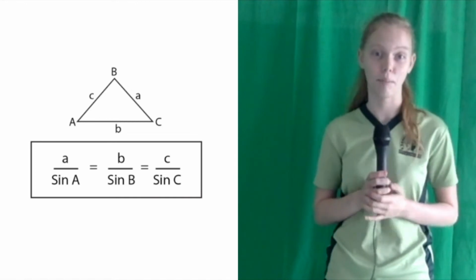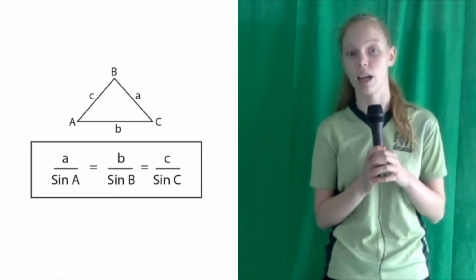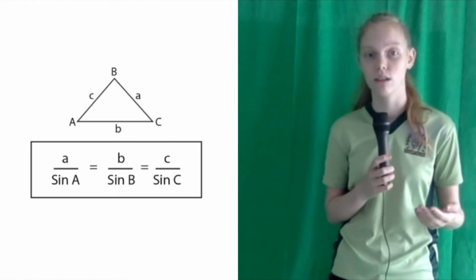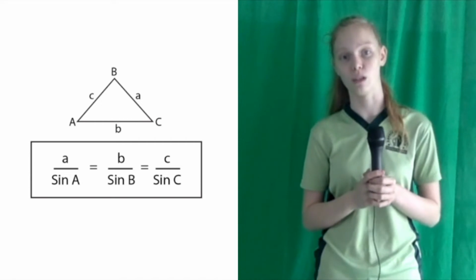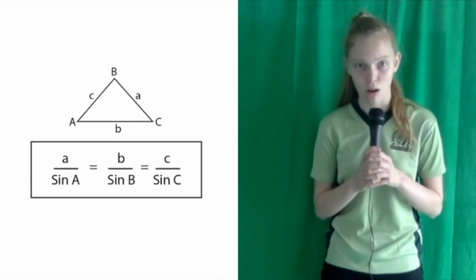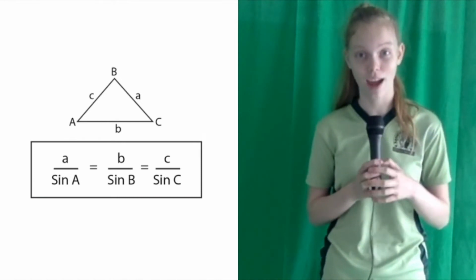And this is because side length a divided by the sine of the angle opposite to a, which is called capital A, will be equal to side b over sine of the angle across from it, which is equal to side c divided by the sine of the angle across from it. So you know what sine A, sine B, and sine C are. And then you can use those to find b and c if you already know a.